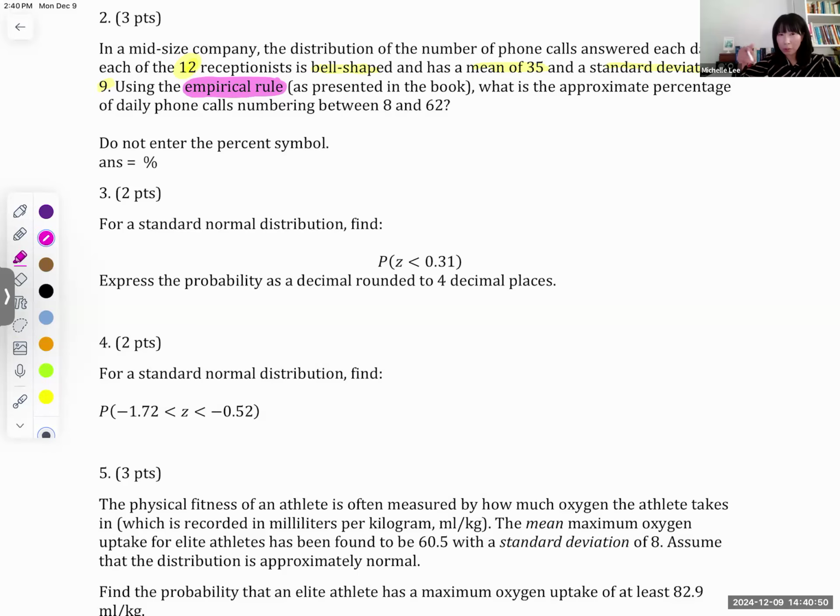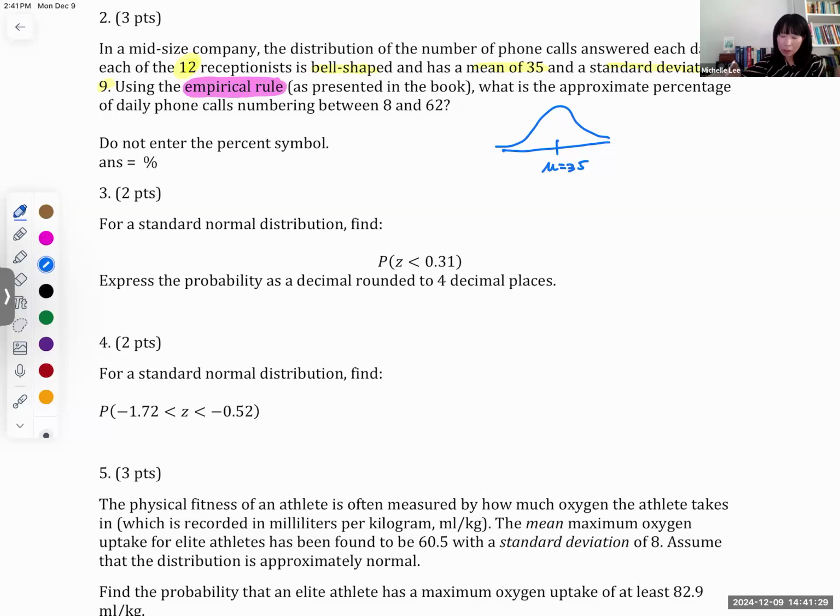All right, so by using the empirical rule, I asked you to take a picture, right? So here, what is the approximate percentage of daily phone calls numbering between 8 and 62? Okay, mean equal to 35. We want to know the percentage, right? So in the middle, within the first standard deviation is 68%, then 95%, and 99.7%, right?